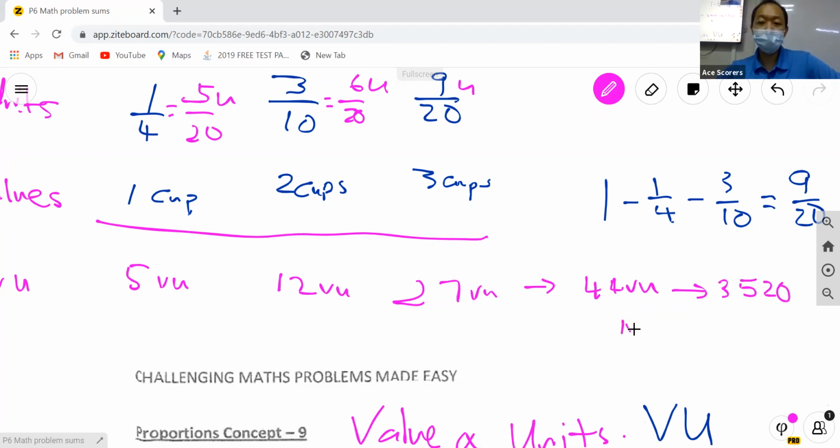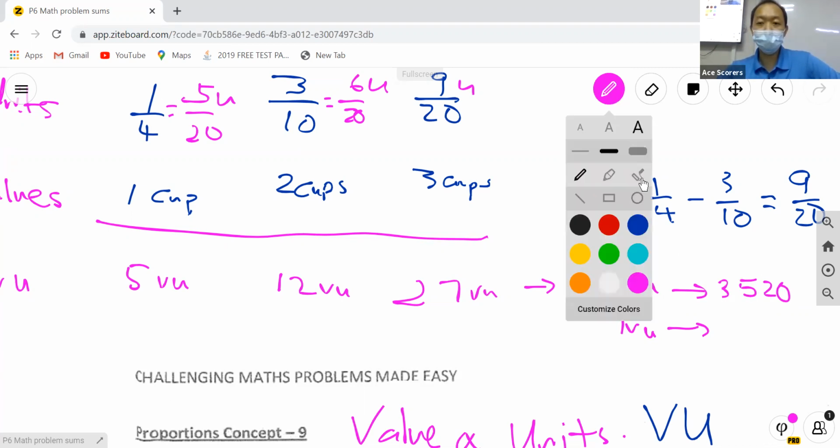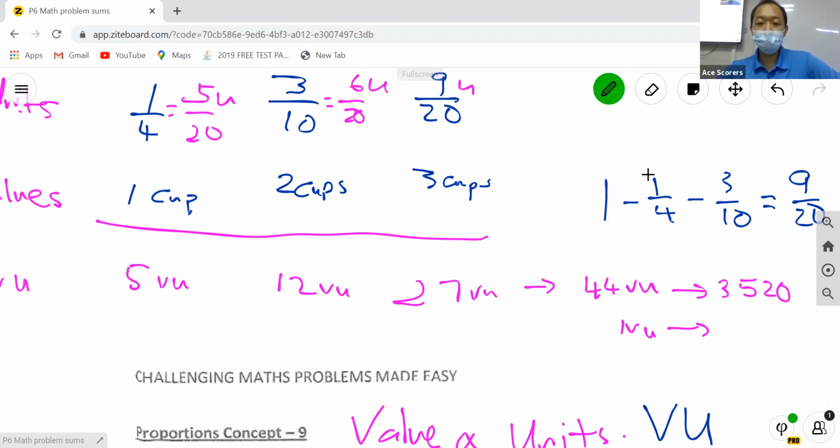What's 1 VU? So here you need to use a calculator, right? 3520 divided by 44. Can you help me use the calculator for this? Just use the calculator.